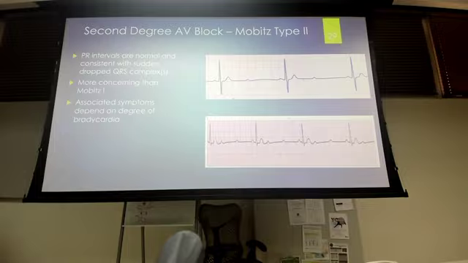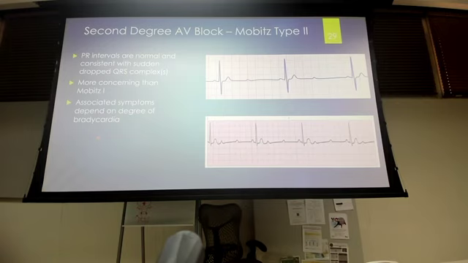This is an example of, next we have that second degree AV block, Mobitz type 2. Mobitz type 2. So Wenckebach is a Mobitz type 1. Mobitz type 2 is again more serious. These patients definitely need to see cardiology. Oftentimes they end up with a pacemaker. Depends on what their degree of bradycardia is.